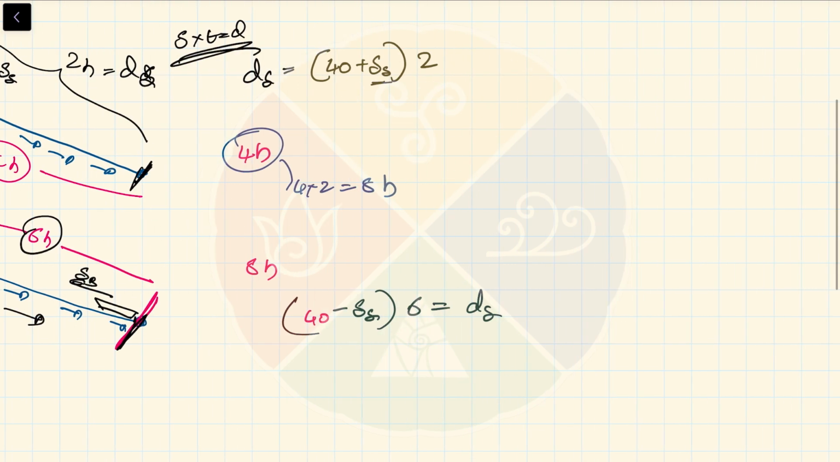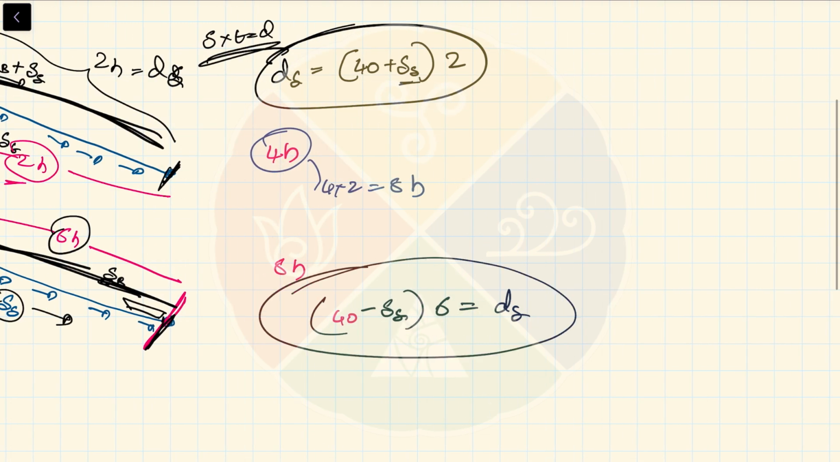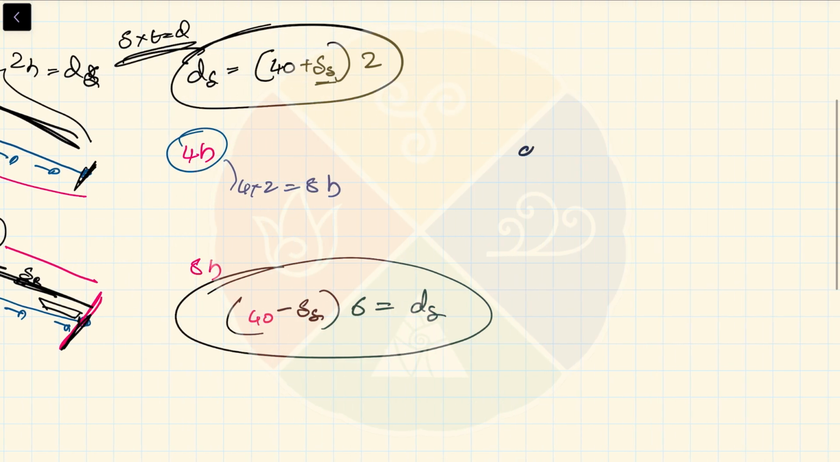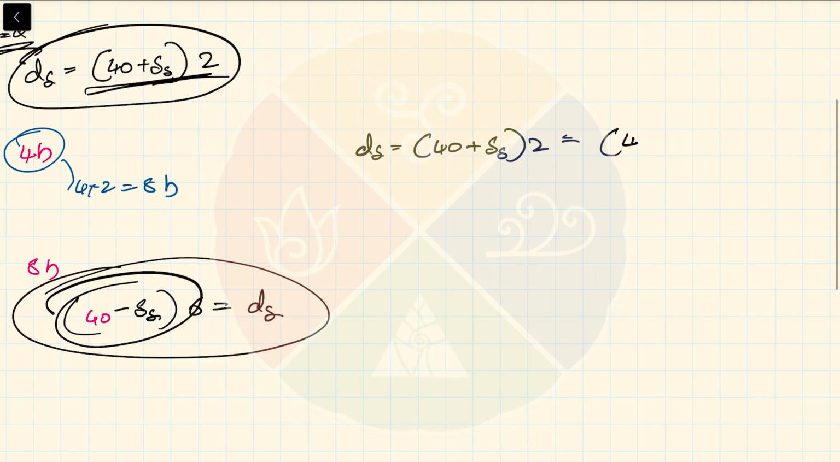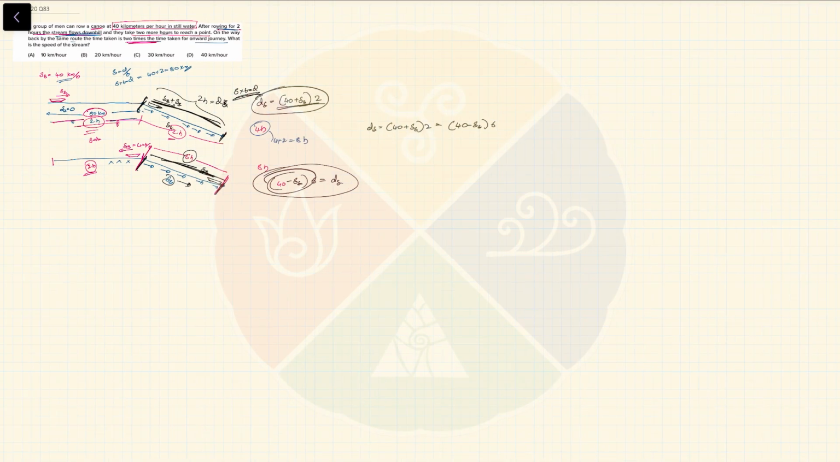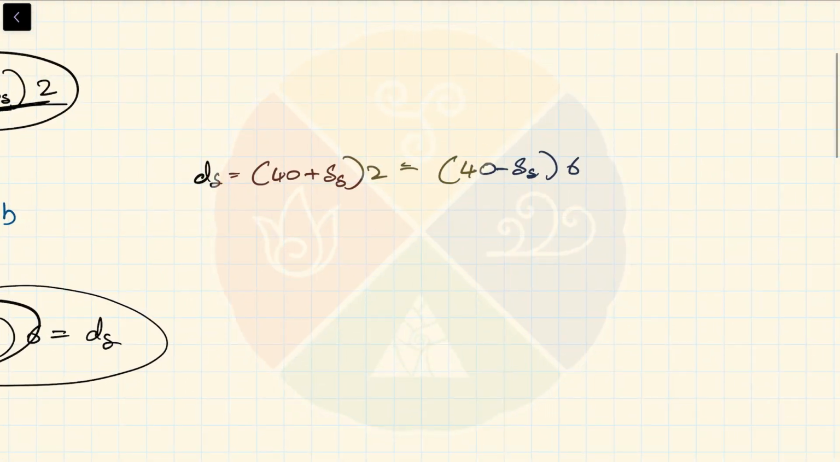Now if you look at the two equations, this distance is ds, this distance is ds. We have two equations, both for the same distance. If I equate them, this part will be equal to this part also. Now if you solve it, you will find the speed of the stream. What is the question? What is the speed of the stream? That itself is the question. So you just have to solve this part.